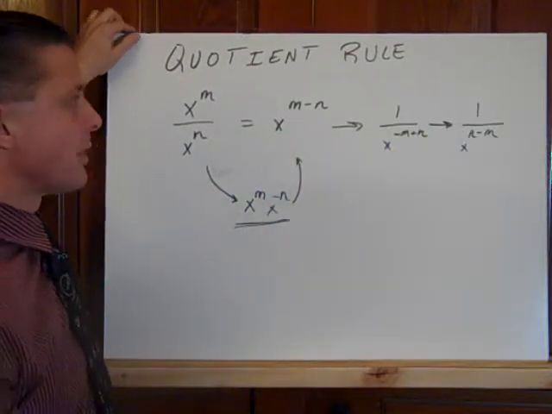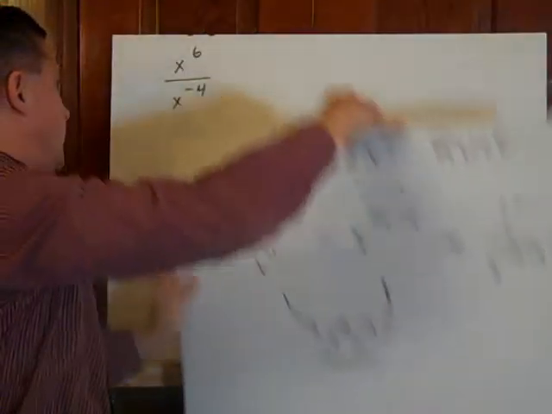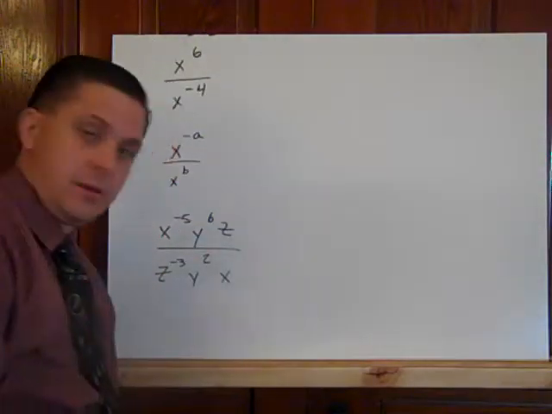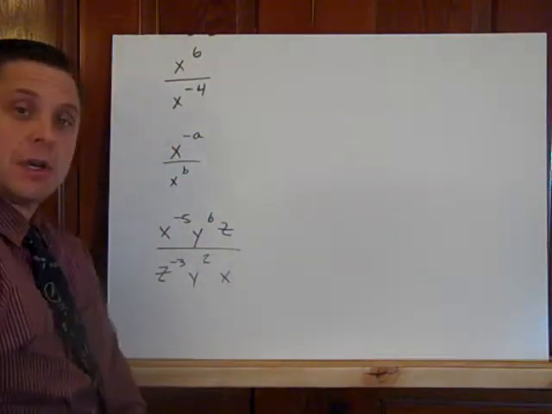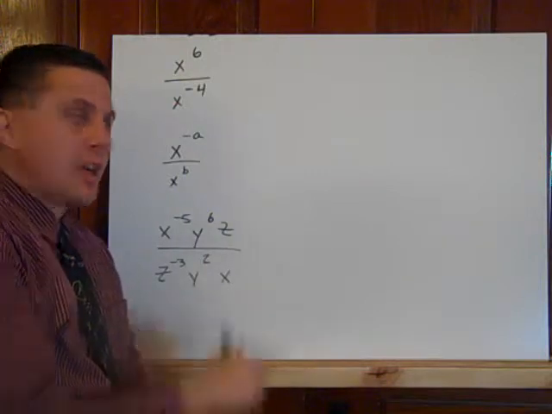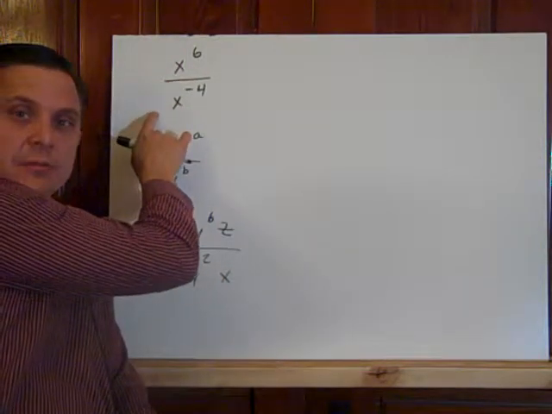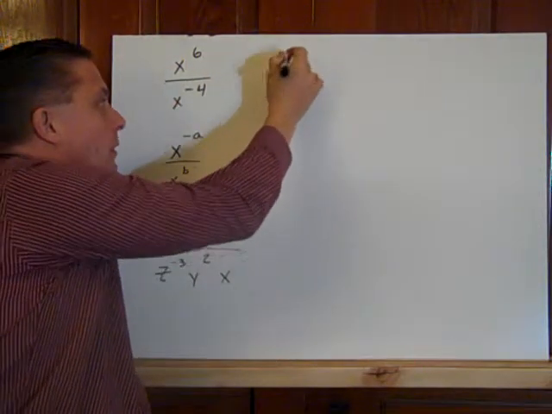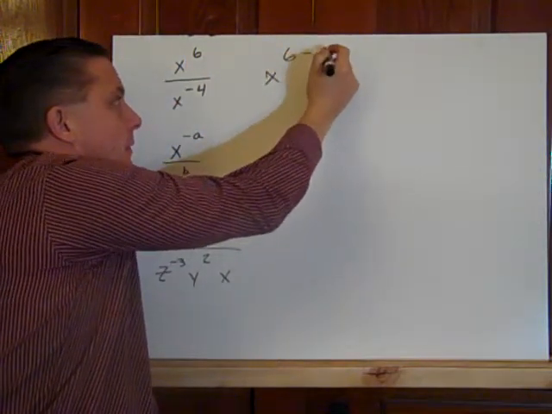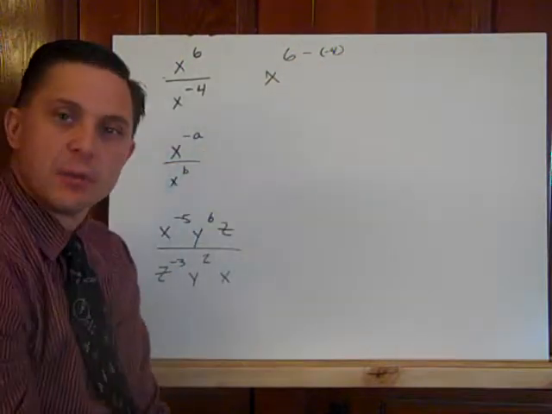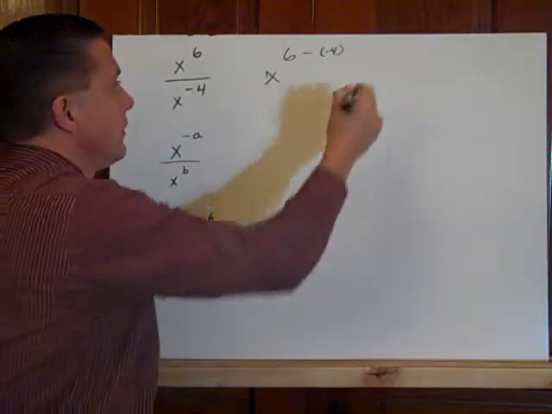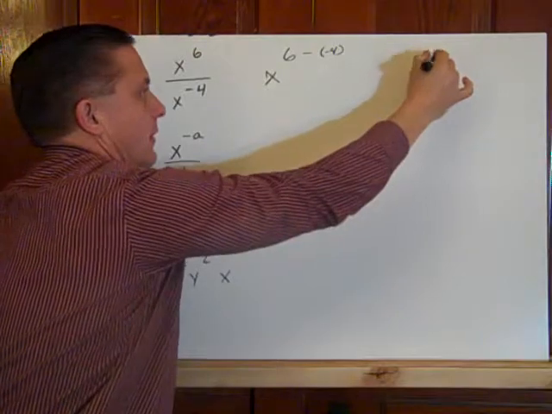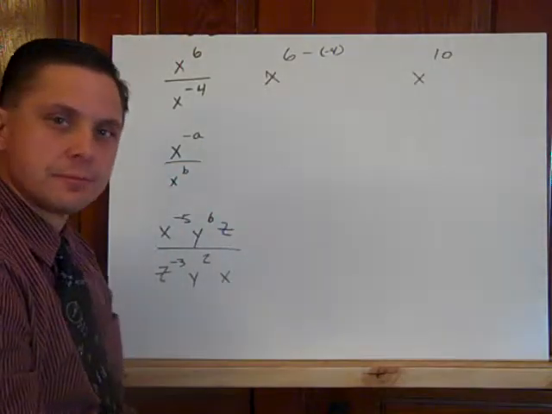But we're going to apply this now. And I have three examples here. We know it's x to the m over x to the n, and it's m minus n. So 6 minus a minus 4. Well, we also know that double negatives are a positive, so this becomes x to the 10th power.